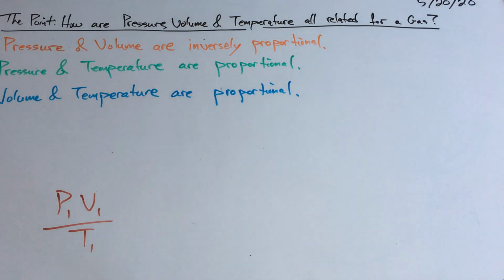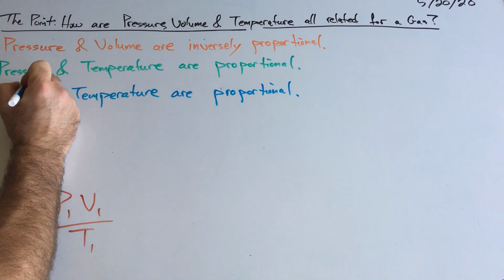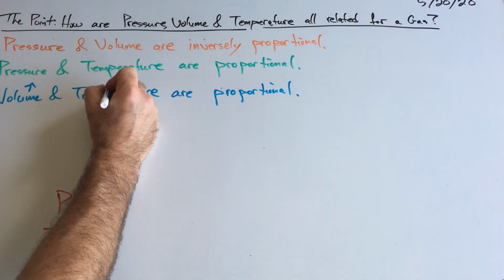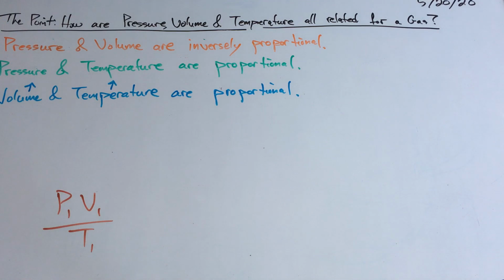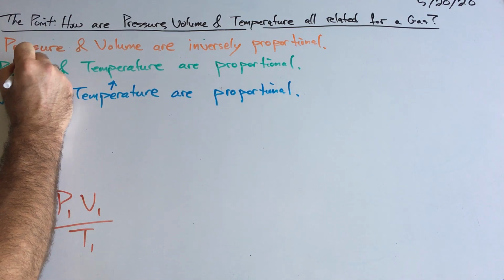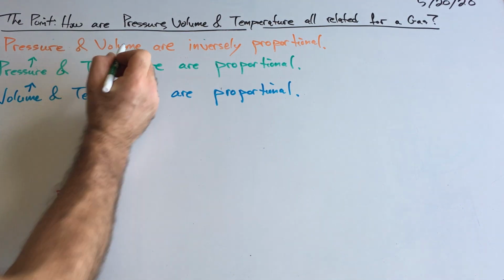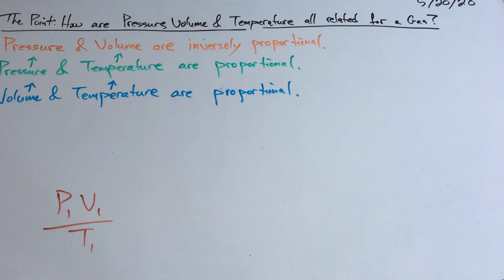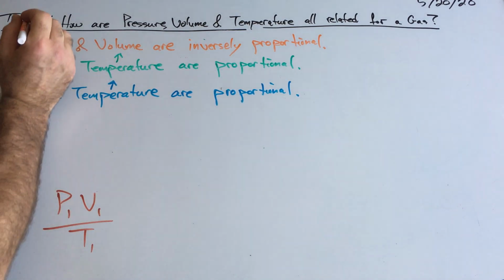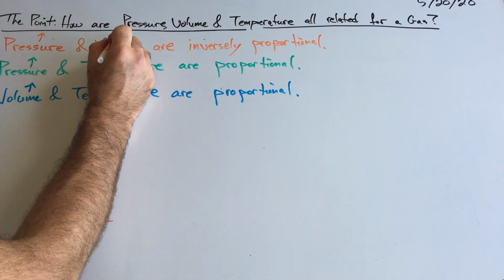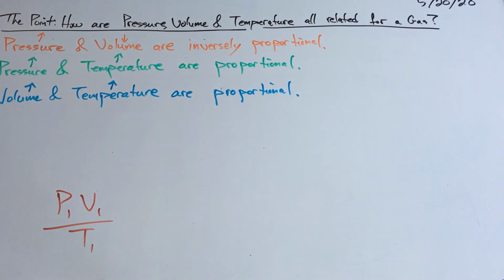And since I'm a visual learner, what that means is volume and temperature are proportional. Volume goes up, temperature goes up. That's what proportional means. Pressure and temperature are proportional. If pressure goes up, temperature goes up. And pressure and volume are inversely proportional. If pressure goes up, volume goes down.